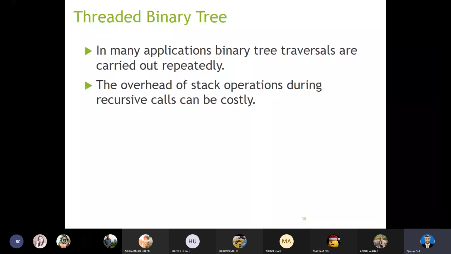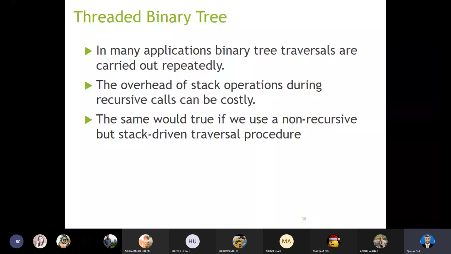In binary tree traversals, if you are making traversals again and again for various applications, then this overhead is too costly. This is one of the reasons. Second reason, the same would be true if you use a non-recursive but stack-driven traversal procedure. So let's suppose I'm saying that, okay, recursion is very costly, I will not use it. So now what to do?